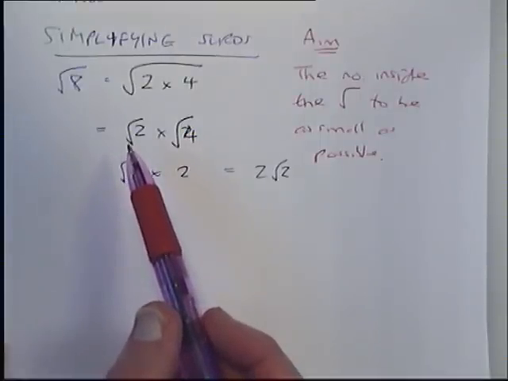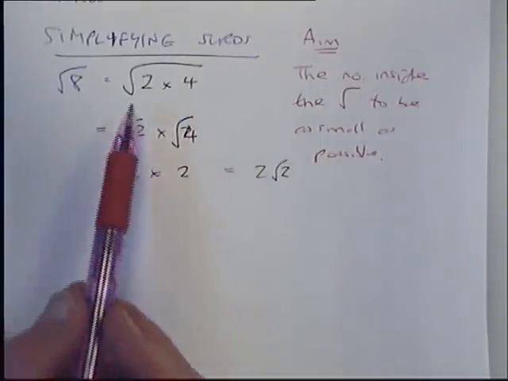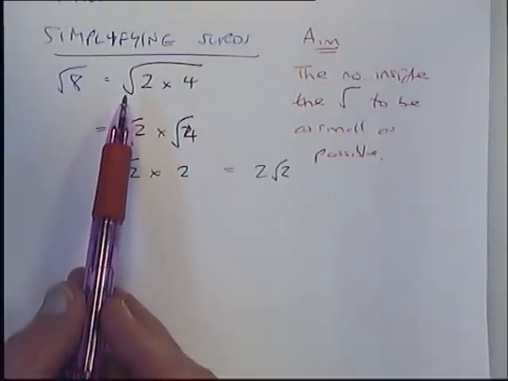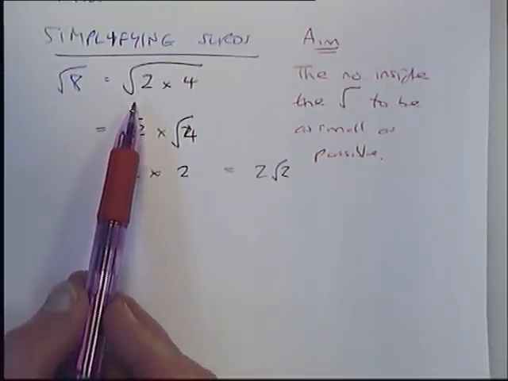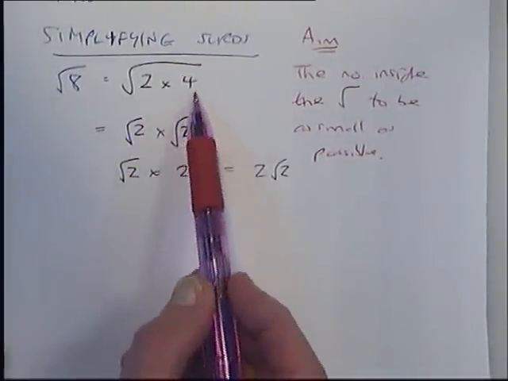Catherine? Not because it's prime. 2 was prime. That wasn't the one we actually changed. That wasn't the helpful one. Square, yes. This number here was a square number.